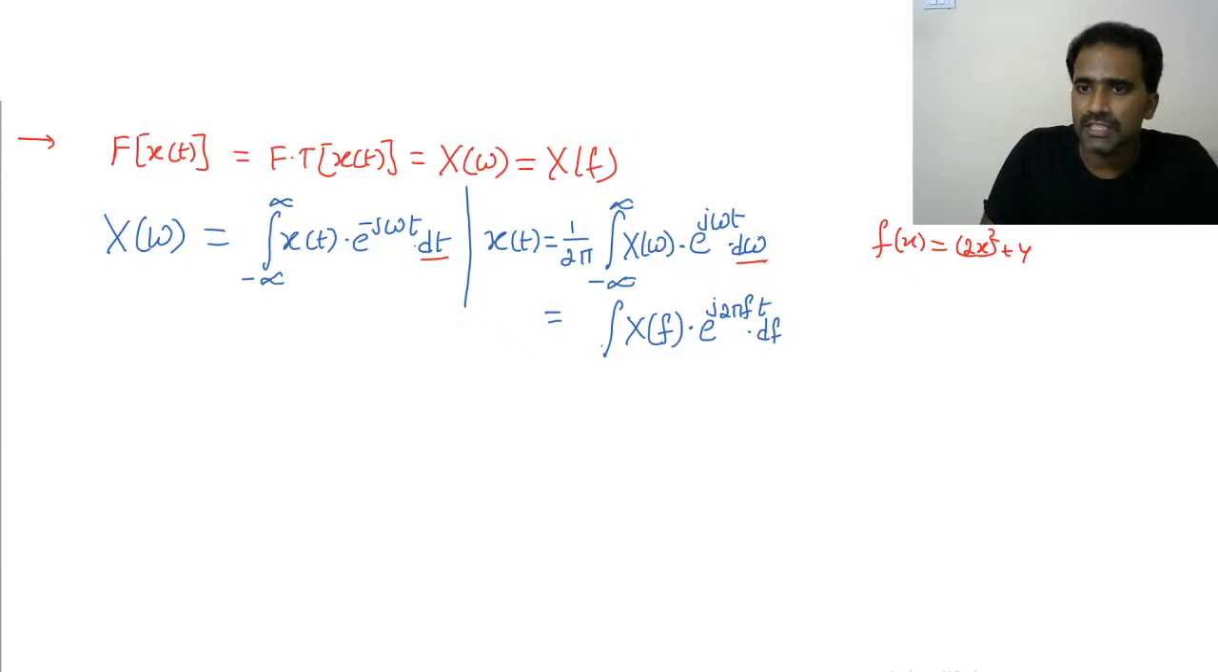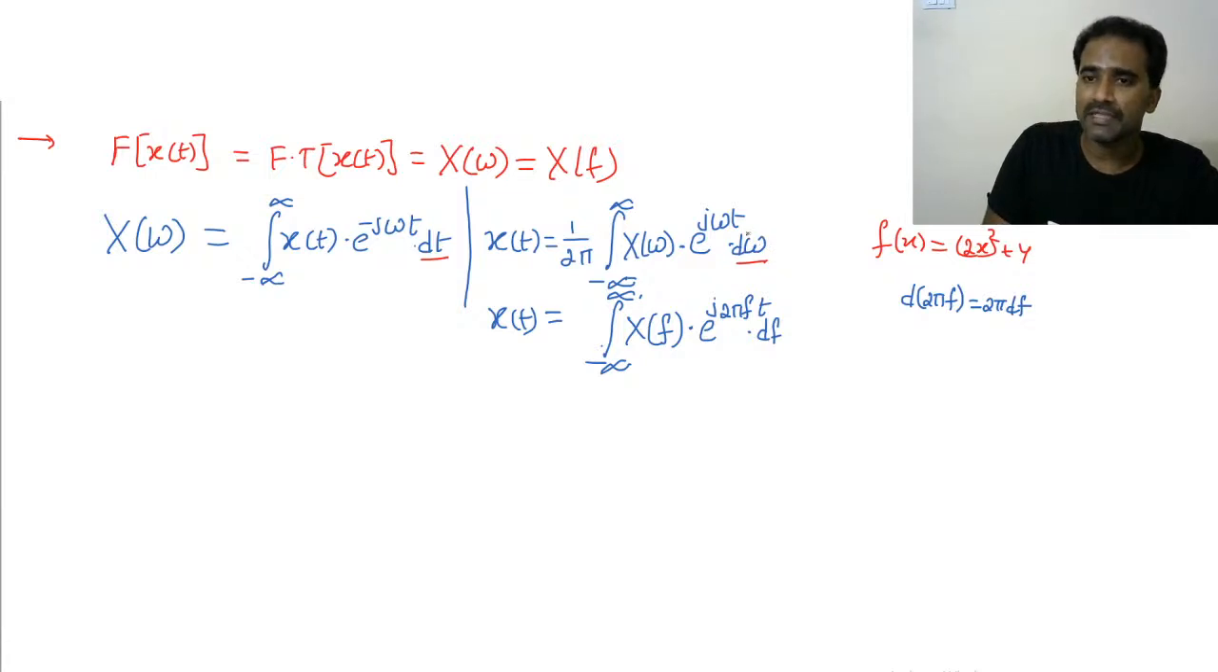Small change. Instead of d omega, df. Omega replaced with 2 pi f, it becomes d of 2 pi f, which is 2 pi into df. That 2 pi and this 2 pi get cancelled. 1 by 2 pi will vanish in this formula. So the x of t formula, the inverse Fourier transform formula, we can write in two ways.